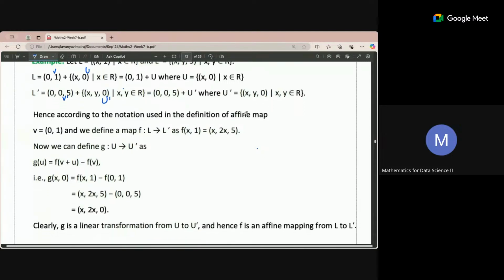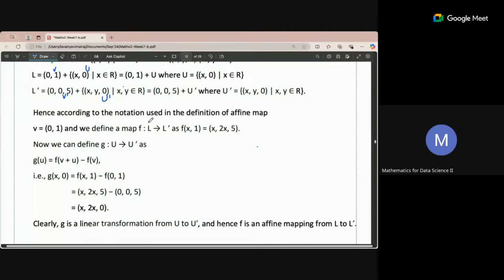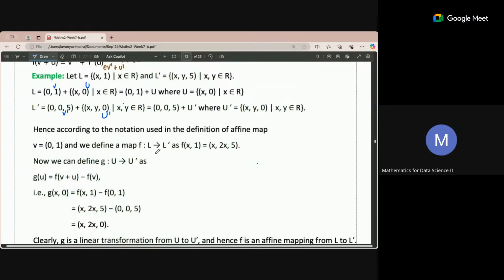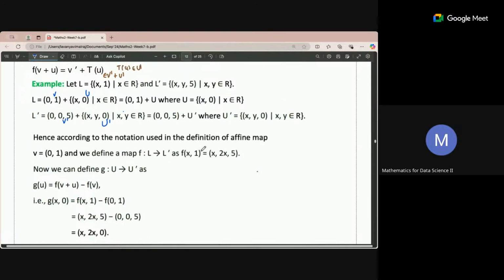Now, according to the notation used in the definition of affine map, f from L to L dash, f of x comma 1 is x comma 2x comma 5. So you have here f of x comma 1. This is how they are defining a map from L to L dash, and we want to check whether this mapping is an affine mapping. Now, how can we check that? You have to check whether this underlying map from U to U dash is a linear transformation.